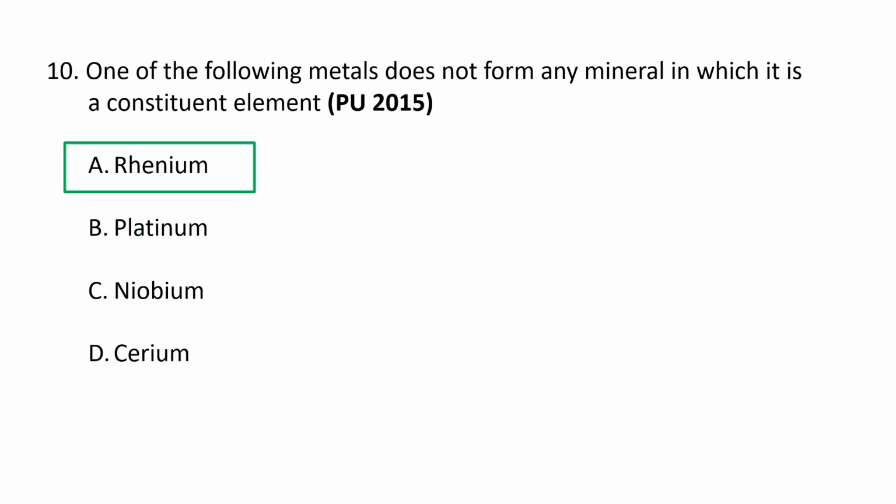Rhenium does not form its own minerals. It is primarily found as a trace element in other minerals like columbite, molybdenite, and tantalite. While rhenium can be a constituent element in some minerals, it does not typically form its own distinct mineral species. So that's why rhenium does not form any mineral in which it is a constituent element.